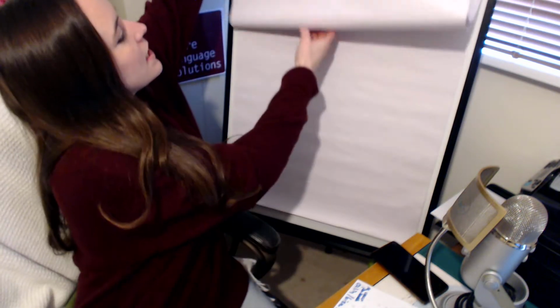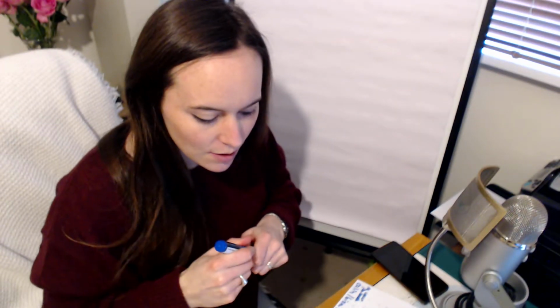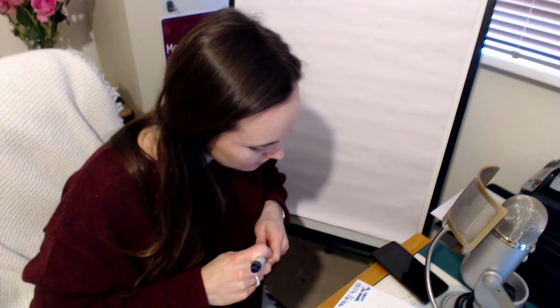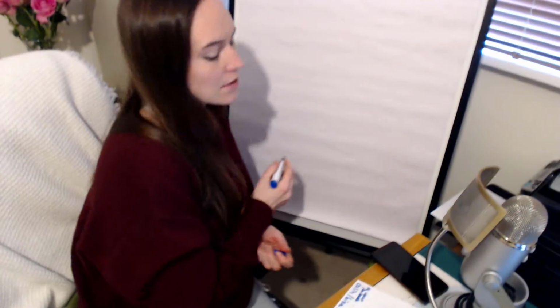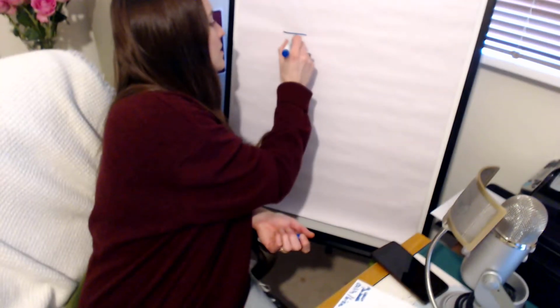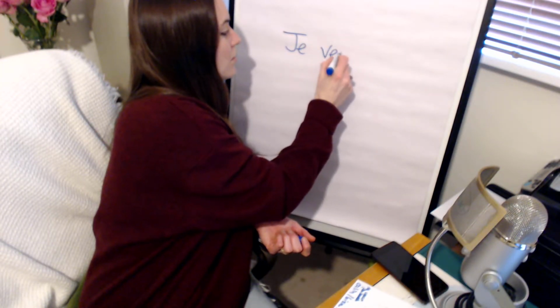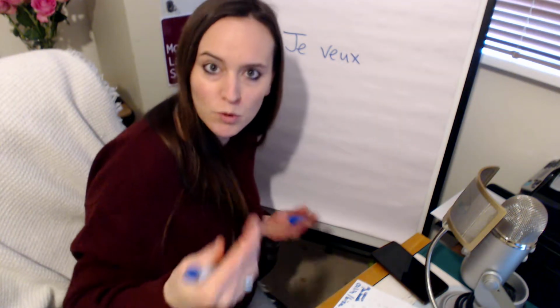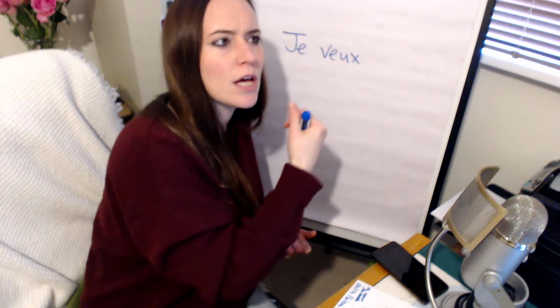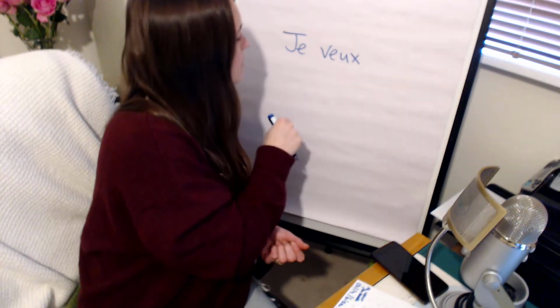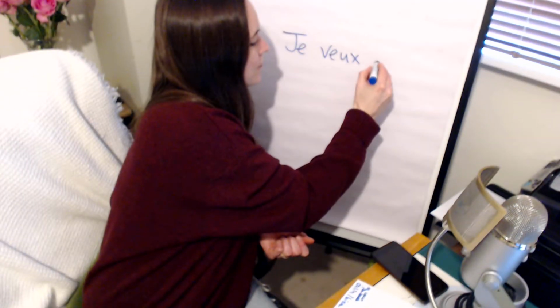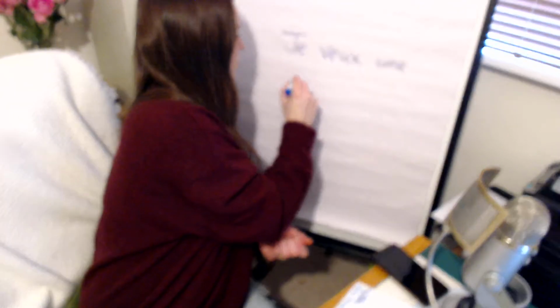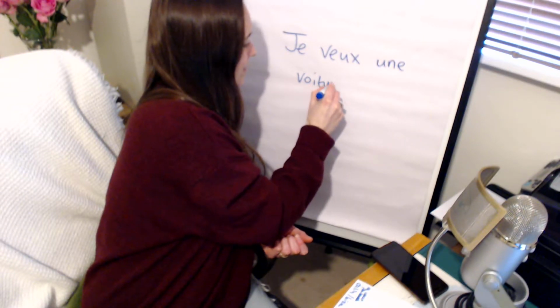That one's clear. So what I'm going to do now is just show you some examples of the negative. So negative examples. Okay, so here's a sentence. Je veux. I'm going to do it in the je form because that's probably what you'll use most. I'll also do the vous and the nous forms. Okay, so 3 examples. Je veux une voiture rouge.